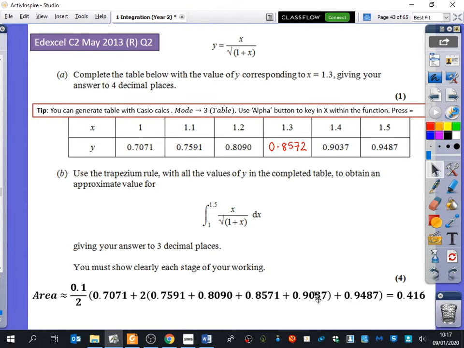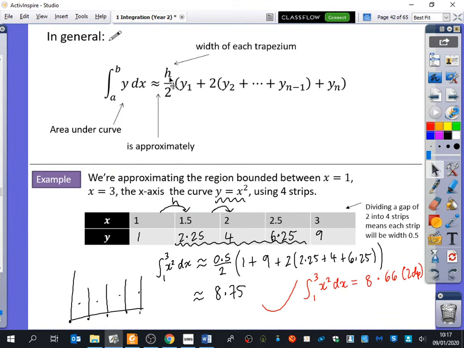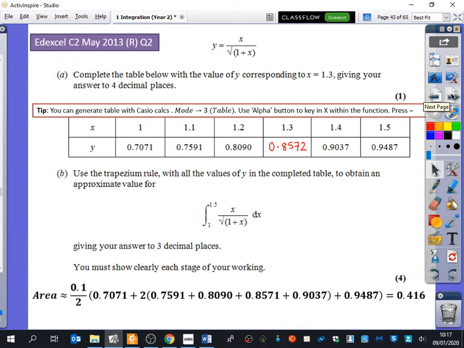Okay? So where did the 0.1 come from? The 0.1 comes from the value of h. h is the gap that goes between them. If you remember in the formula that we've got here, h is the width of those trapeziums. It's the width of each strip that we've got. So we can see here it's going up in 0.1. Okay?